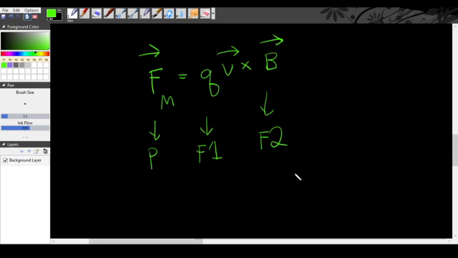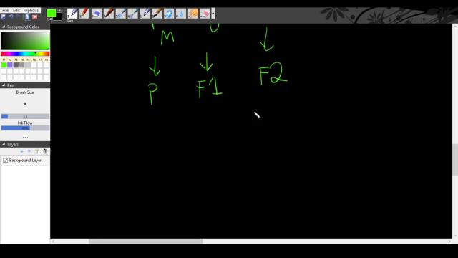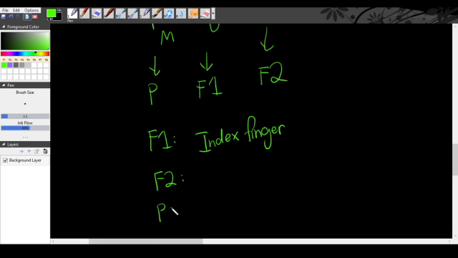So basically, how you would use the right hand rule is, F1 would be pointing in the direction of your index finger. F2, well, actually, I'll get to that later. And P, the product, is pointing in the direction of your thumb. And for F2, some people do it differently, with just their middle finger. But my hands aren't that flexible, so I do it with all the other fingers, except the index finger and the thumb, pointing the same direction.